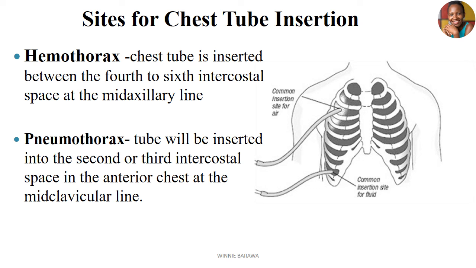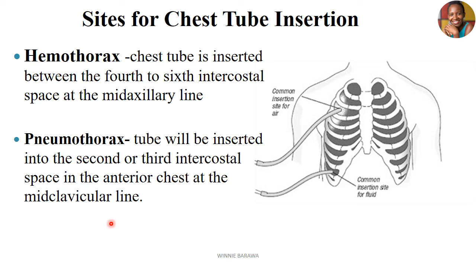In fluid, the chest tube is normally inserted between the fourth and the sixth intercostal space at the mid-axillary line. So in the evacuation of fluid, the line that is indicative here is the mid-axillary line, and we insert the chest tube between the fourth and sixth intercostal space. However, when it comes to pneumothorax cases, the tube is normally inserted in the second or third intercostal space using the mid-clavicular line.